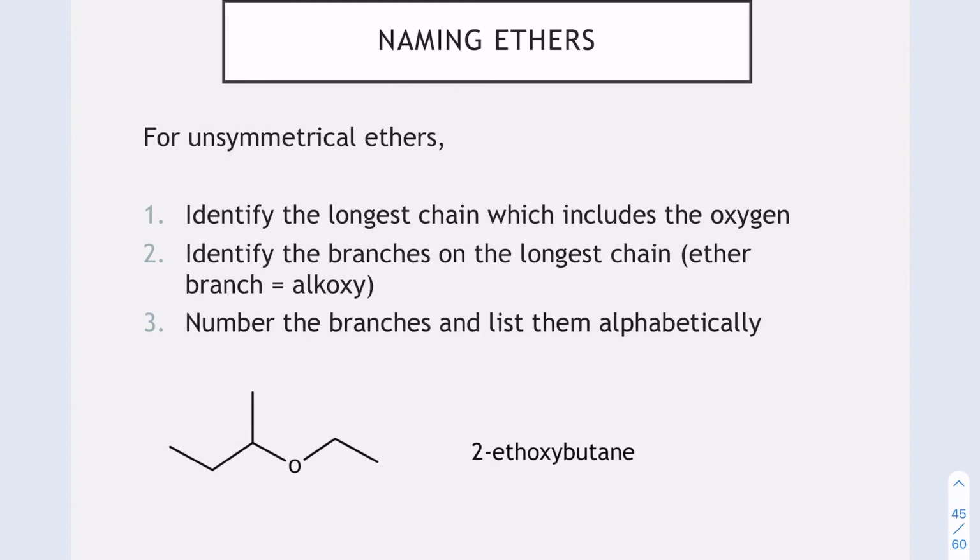So how do you name an ether? You have to identify the longest chain, which includes the oxygen. In this example, it would be here, carbon number 1, 2, 3, 4. Once you've done that, you need to identify the branch of the longest chain with the ether, so this little thing here. You have to number them and list them in alphabetical order. So we've got the 4, hence the butane. Now we know the oxygen, or the ether, is on carbon number 2. And because there are 2 carbon atoms after it, it's going to be ethoxy. If there was only 1 carbon after it, it would be methoxy.